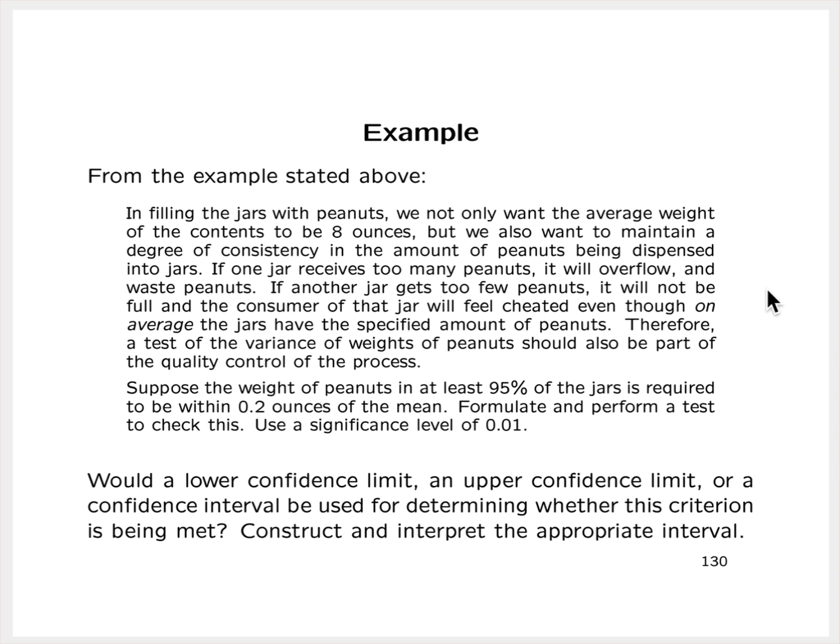So we've already done that test. We've already done the hypothesis test. And based on that test, we concluded that the machine was out of control for that particular situation. We rejected that null hypothesis. But suppose that we wanted to answer this question using the appropriate type of confidence interval. So the question would be, would a lower confidence limit, an upper confidence limit, or a two-sided confidence interval be the appropriate type of confidence interval to answer this question? And so we are to construct and interpret the appropriate type of interval.